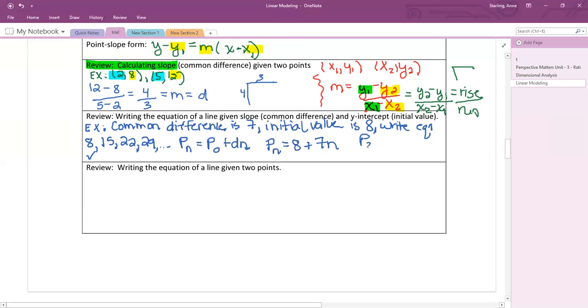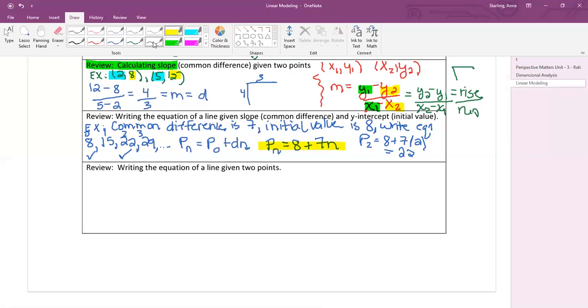At P of 2, I should get 22, which I do. So in this case, this is 0, 1, 2, 3, etc. So I was just checking a few points because we know what this should look like, and are we actually getting the right answer, meaning it gives us back what we were looking for. So that is our answer.